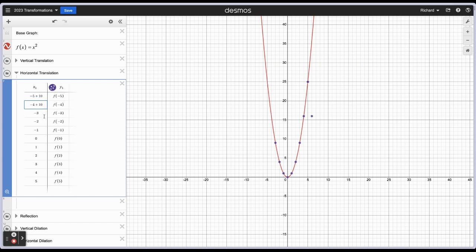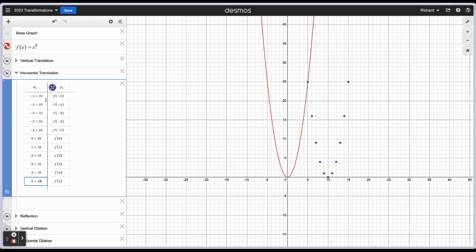Add 10, add 10, add 10. Look at what's happening to these points here. Add 10, keep adding 10. And now you can see that the function has shifted over by 10 units to the right.